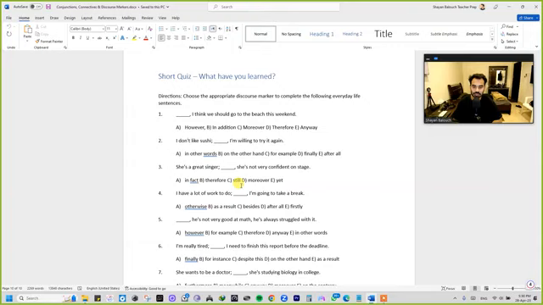All right, guys, now let's talk about the short quiz. So what we have learned so far. I have again made a very simple and very small exercise for all of you. So here are the directions to solve it. The direction says to choose the appropriate discourse marker to complete the following everyday life sentences. So here are your sentences, okay?